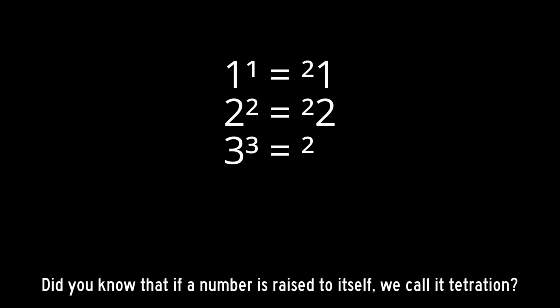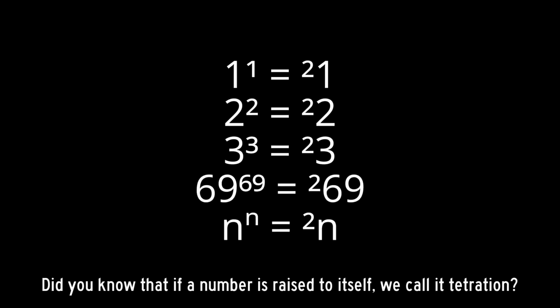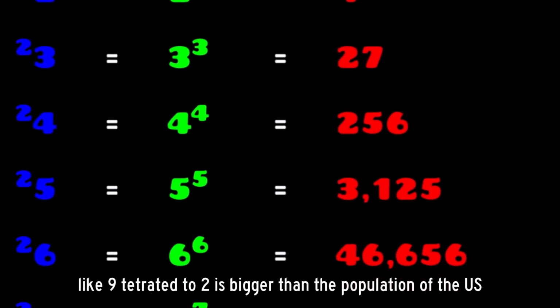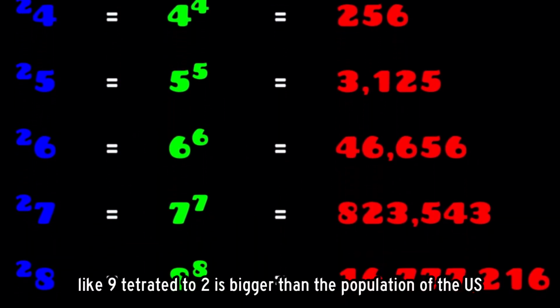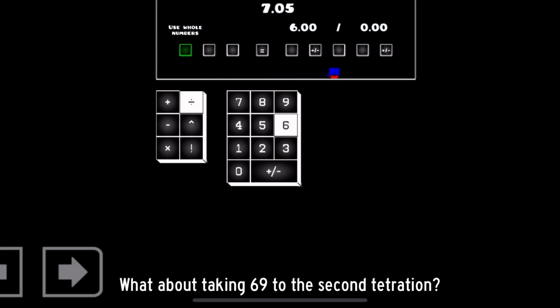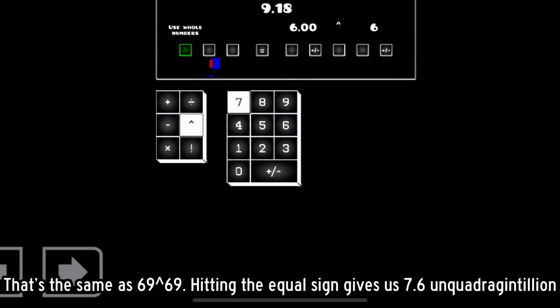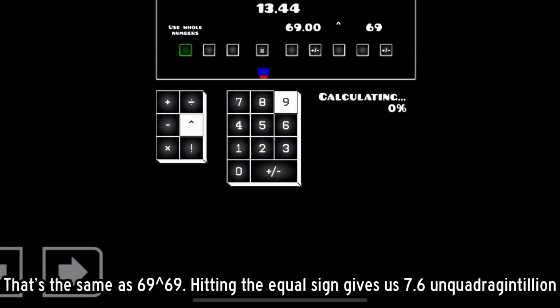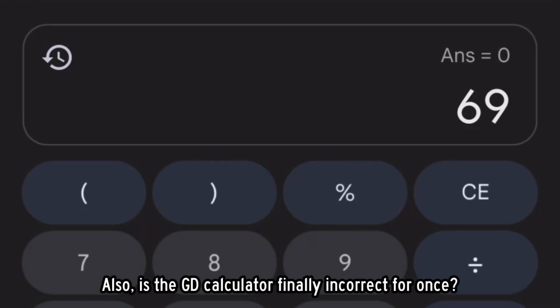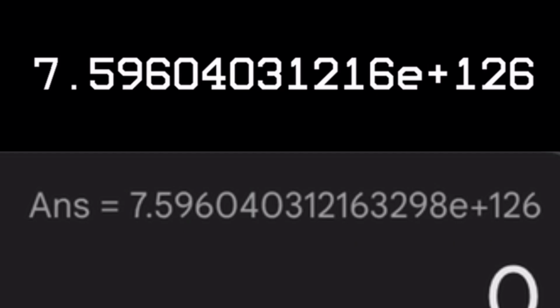Did you know that if a number is raised to itself, we call it tetration? It's an operator that grows crazily quickly, like 9 tetrated to 2 is bigger than the population of the US. What about taking 69 to the second tetration? That's the same as 69 to the power of 69. Hitting the equal sign gives us 7.6 unquadragentillion, which is a big number. Also, is the GD calculator finally incorrect for once?